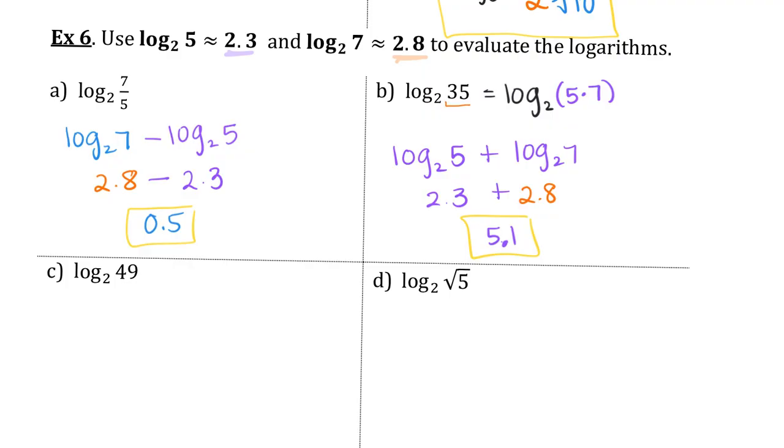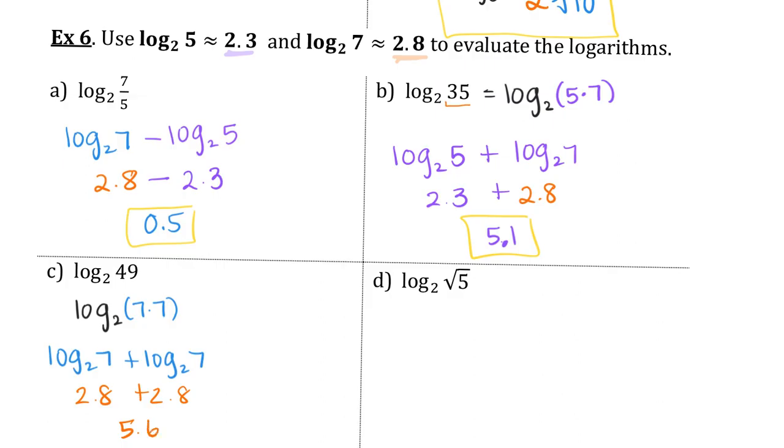Now for the log base 2 of 49, I need to rewrite 49 in terms of 5 or 7. It's not 5 times 7. What is it? It's 7 times 7. Actually there are two ways to do it. I'll show you both ways. One way would be to say this is 7 times 7. So when I use the log property, that would be the log base 2 of 7 plus the log base 2 of 7. What is log base 2 of 7? It's 2.8 according to this information. So 2.8 plus 2.8 would be 5.6. So that's one way you could do it.